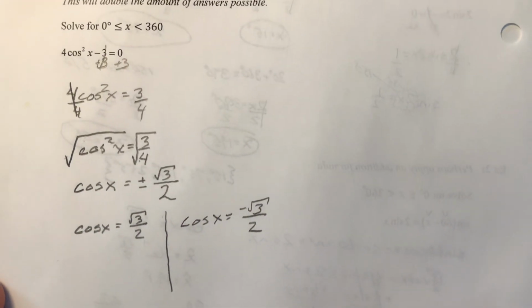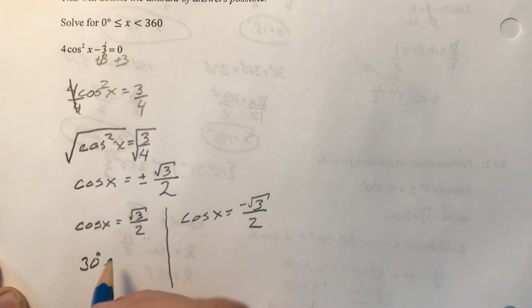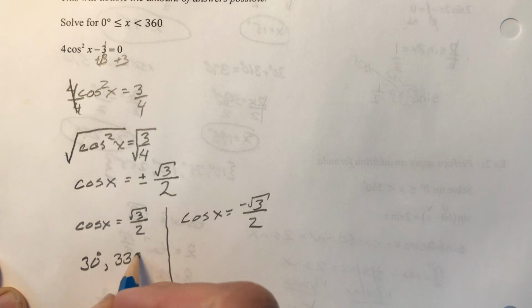And so, equaling radical 3 over 2, I happen to have my circle in my head. So cosine is positive in quadrant 1 and quadrant 4. In quadrant 4, I do 360 minus the 30, 330 degrees.